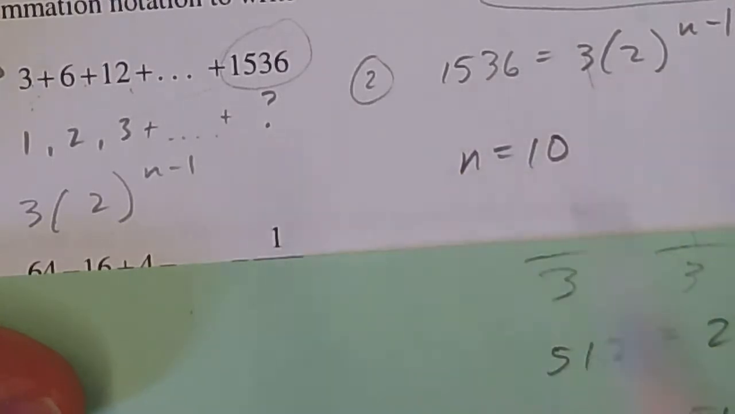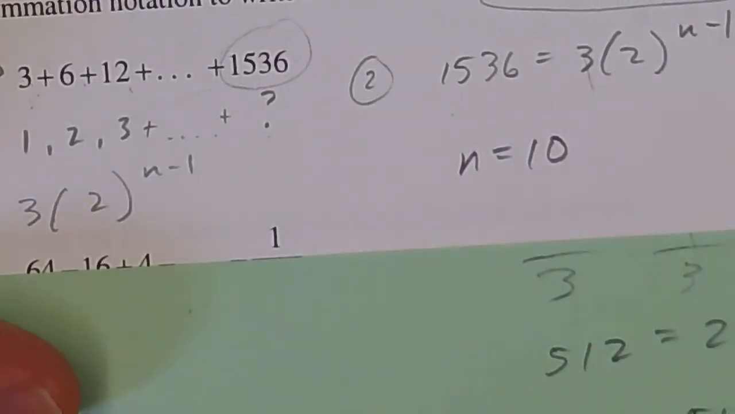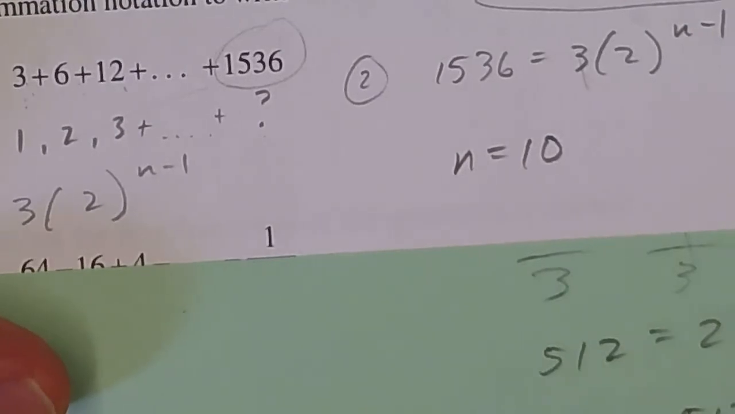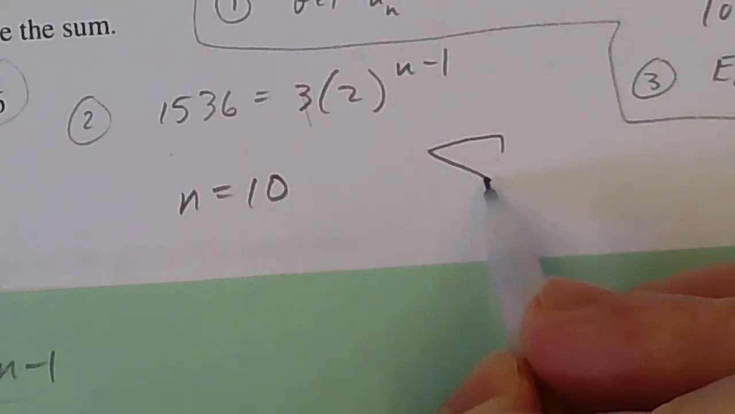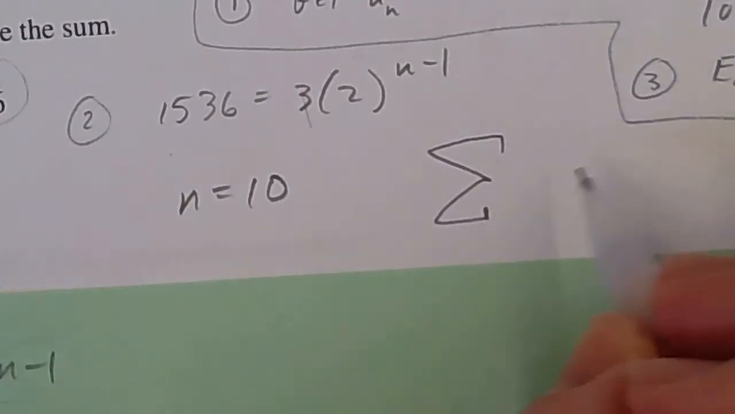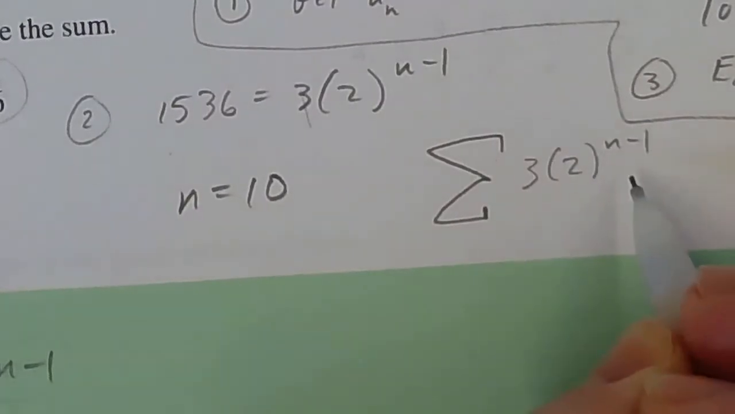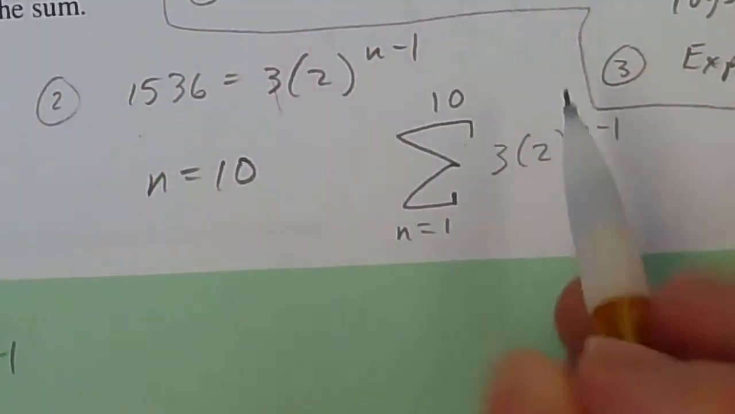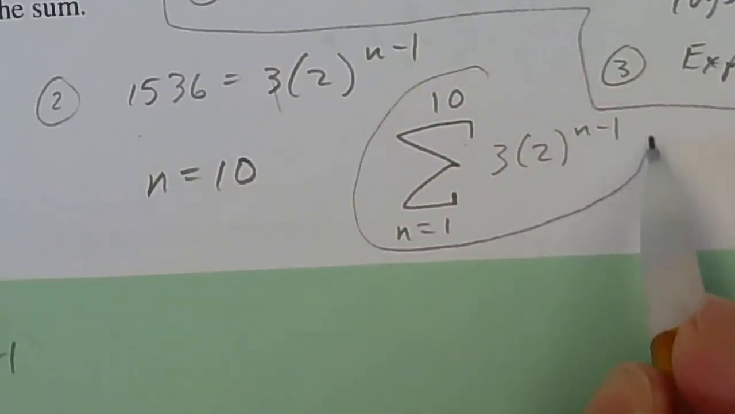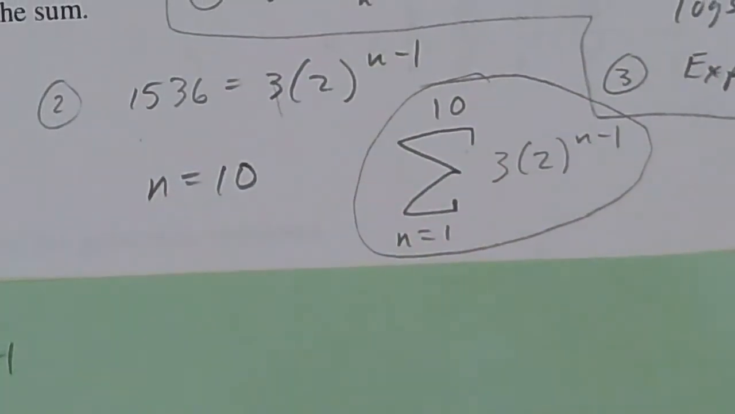All right, let's throw everything now in its spots. The third step, expressed using summation notation: find the sum of 3 times 2 to the n minus 1 from an n value of 1 to 10. That's our answer.